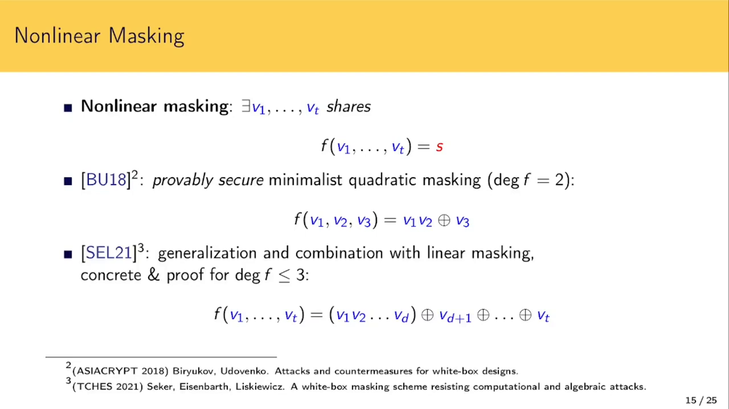This year at CHES, Zeker, Eisenbarth and Liskiewicz generalized the scheme in two ways. They replaced the quadratic term by a monomial of an arbitrary degree, and also split the linear term into an arbitrary number of linear shares. This allows to achieve a combination of algebraic and correlation security more efficiently than by composing the respective masking schemes. However, they only proposed concrete algorithms and a proof for a degree 3 scheme, protecting against degree 2 algebraic attacks, which is likely more than enough in practice. In these works, the security proofs are quite involved, and it seems that reaching larger security degrees is quite hard.